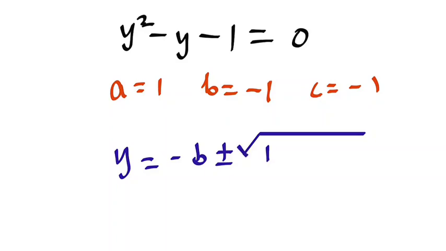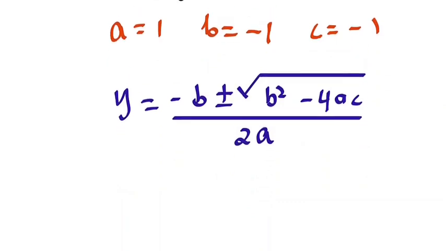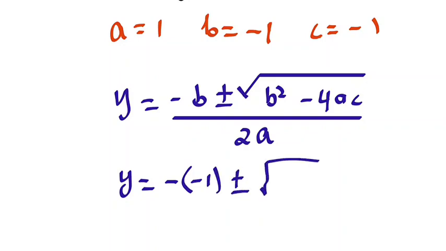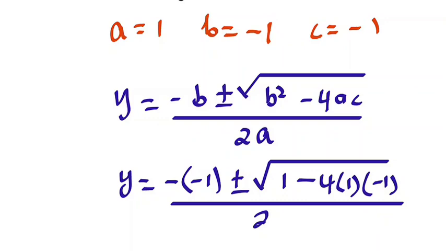The square root of b squared minus 4ac all over 2a. So now according to what we have up there, let's replace. Replacement, we have y equals b is minus 1, so minus minus 1, plus or minus the square root of what? We have b squared, that is minus 1 squared, that will be 1. Then we have minus 4 times, what is a? 1. What is c? Minus 1. All divided by what? Divided by 2 times a. What is a? A is 1.